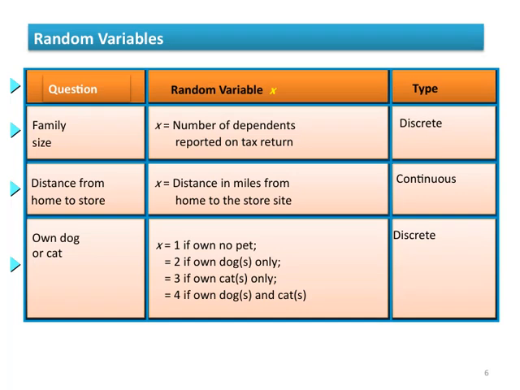Let's take a closer look at what random variables are and how we classify them. A random variable is basically a variable that takes on different values based on some random process or experiment. For example, consider the number of dependents you report on your tax return.